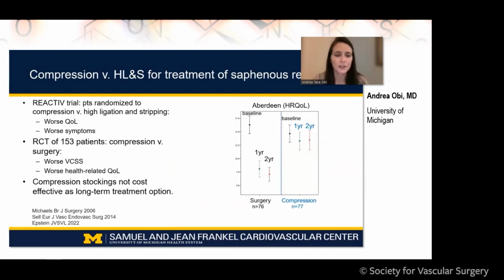they were found to have worse quality of life and worse symptoms at the completion of the trial. In another randomized controlled trial of 153 patients undergoing compression or surgical therapy of their C2 disease, patients undergoing compression therapy alone were found to have worse VCSS scores and worse health-related quality of life outcomes, as highlighted over here by the Aberdeen score at 2 years compared to those who underwent surgical therapy. Finally, in a recent systematic review, compression stockings were found to be the least cost-effective option as a long-term treatment option for patients with varicose veins.